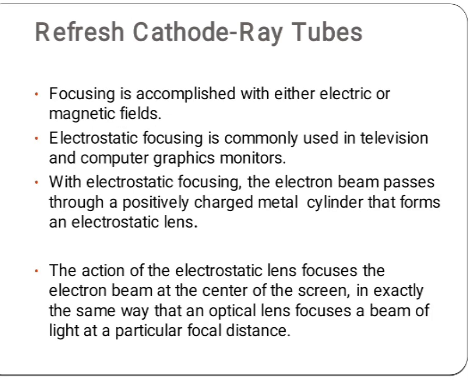Focusing is accomplished with either electric or magnetic fields. Electrostatic focusing is commonly used in television and computer graphics monitors. With electrostatic focusing, the electron beam passes through a positively charged metal cylinder that forms an electrostatic lens. The action of the electrostatic lens focuses the electron beam at the center of the screen in exactly the same way that an optical lens focuses a beam of light at a particular focal distance.